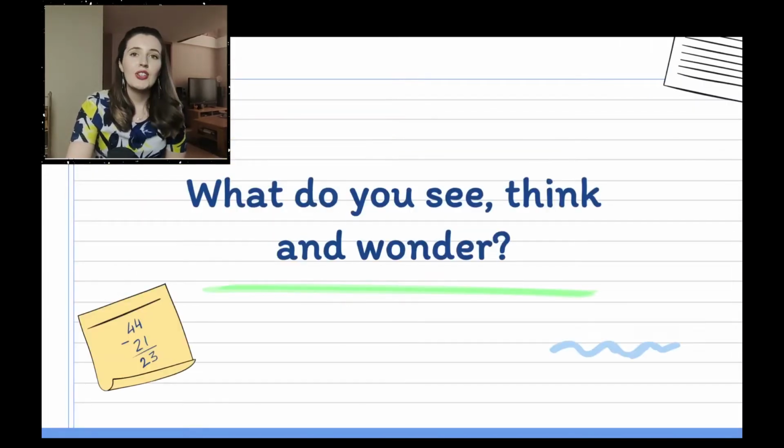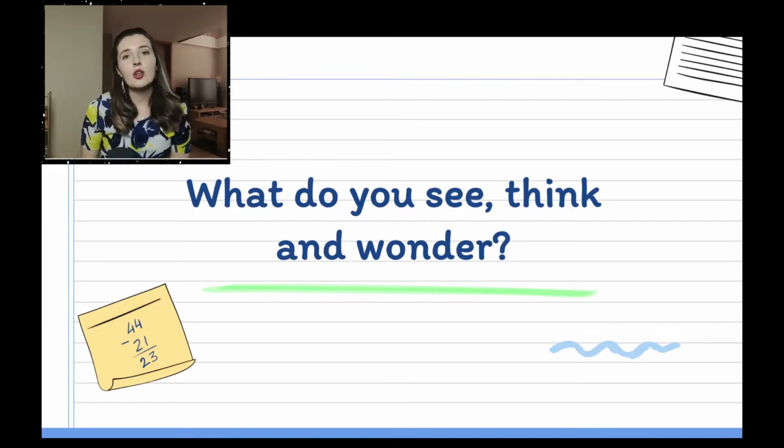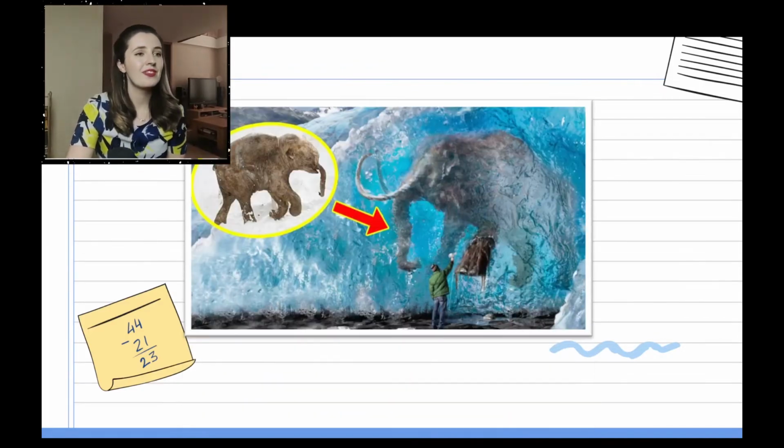Now I'm going to show you some images, and these images are all related to the text that we're going to read together. As you have a look at these images, you can pause the video and have a think about what you see, think and wonder when you see these images. What words or phrases come to mind? What can you guess that the text might be about? Here's the first image. What do you see, think and wonder?